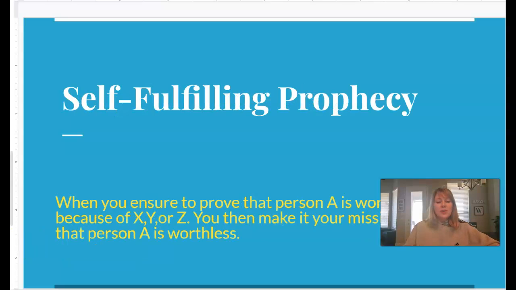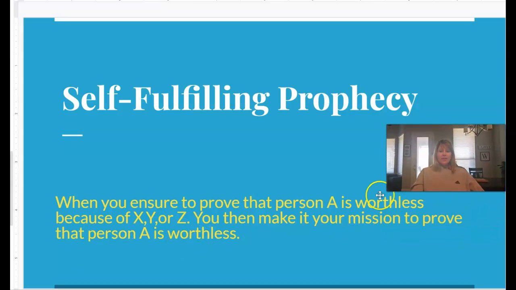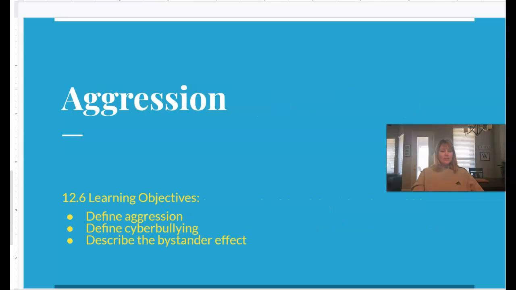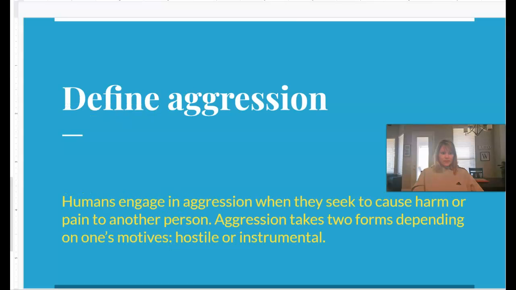Self-fulfilling prophecy, when you set out to prove that person A is worthless because of X, Y, or Z, then you make it your mission to prove that person A is worthless. It's not very nice. Aggression, our learning objectives: define aggression, cyberbullying, and bystander effect. Aggression is when humans seek to cause harm or pain to another person.